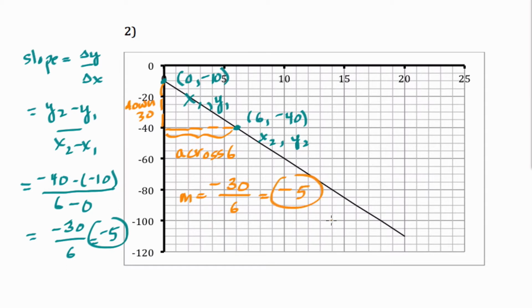I get the same answer either way, and I would get the same answer if I chose any 2 points on this line. You can pick any 2 points, and you should get the slope as negative 5.